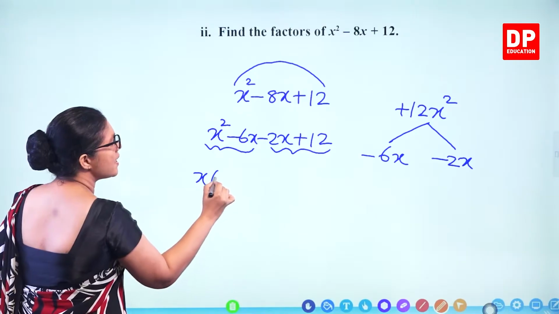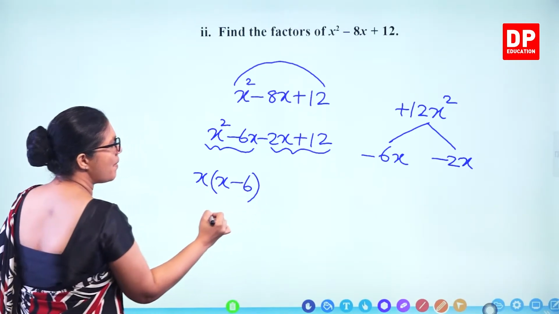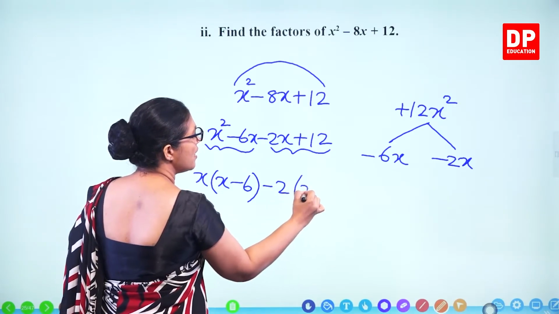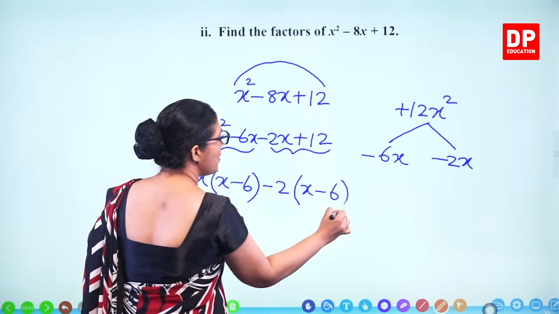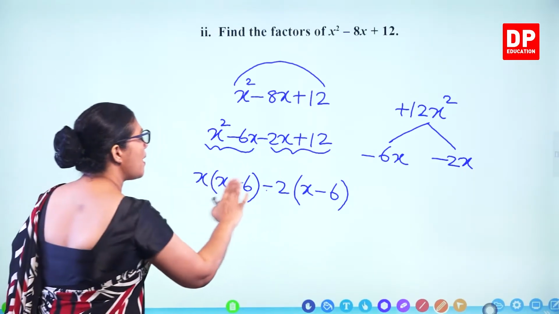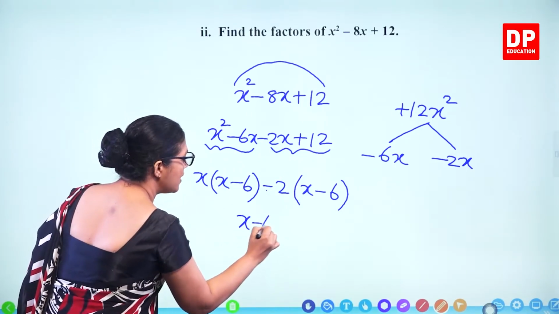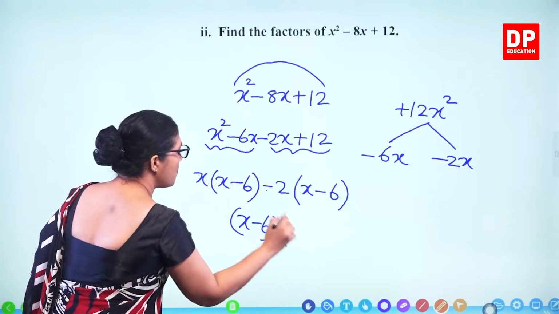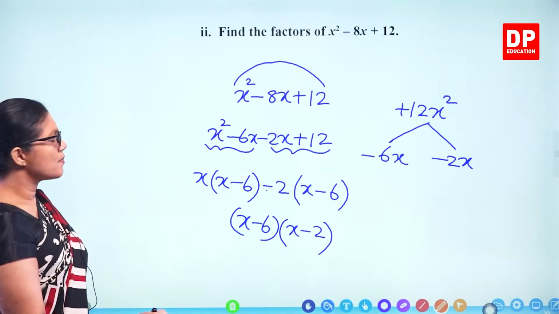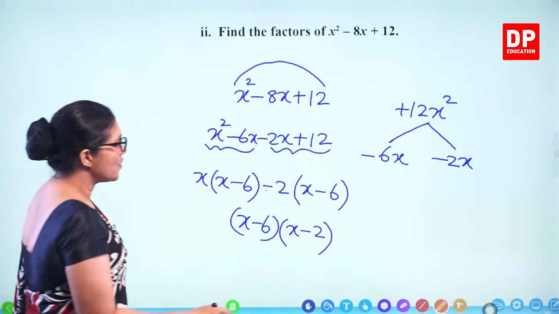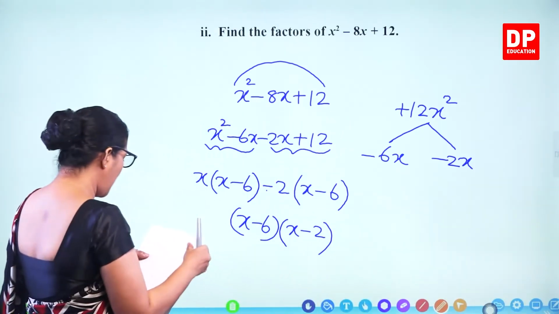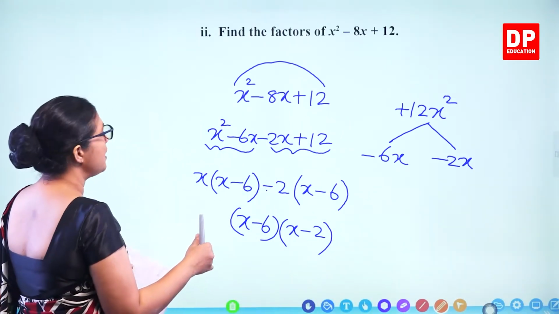X is common, take it out. X minus 6 is remaining. From this, I can take minus 2 out. X minus 6 also remaining because this minus minus becomes plus. Now x minus 6 is there, common. Take it out. What's remaining? X minus 2. So the factors are x minus 6 and x minus 2. How many marks for this step? You get 3 marks.